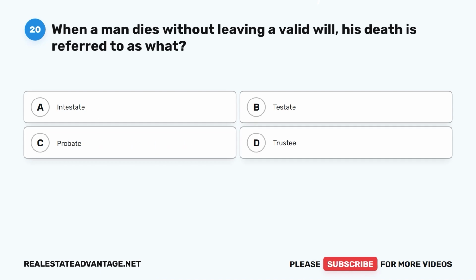Question 20. When a man dies without leaving a valid will, his death is referred to as what? A. Intestate.